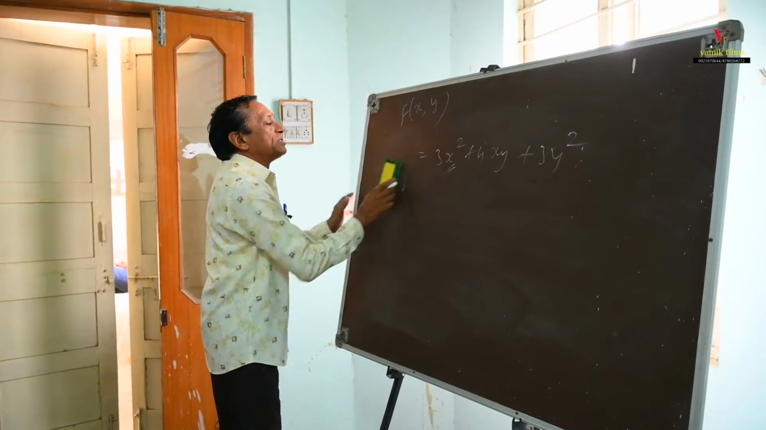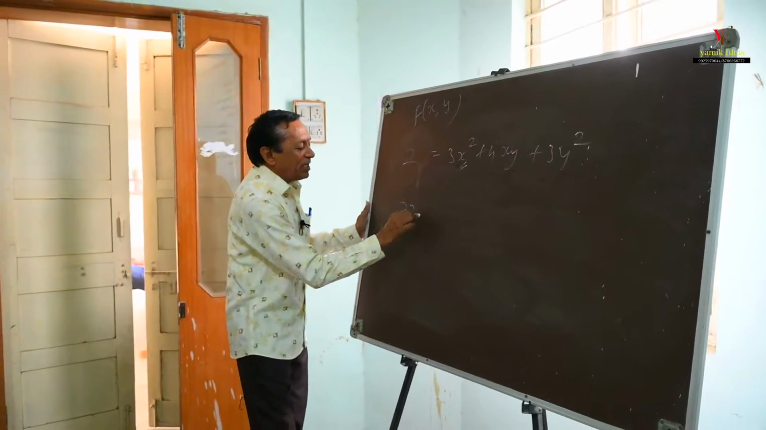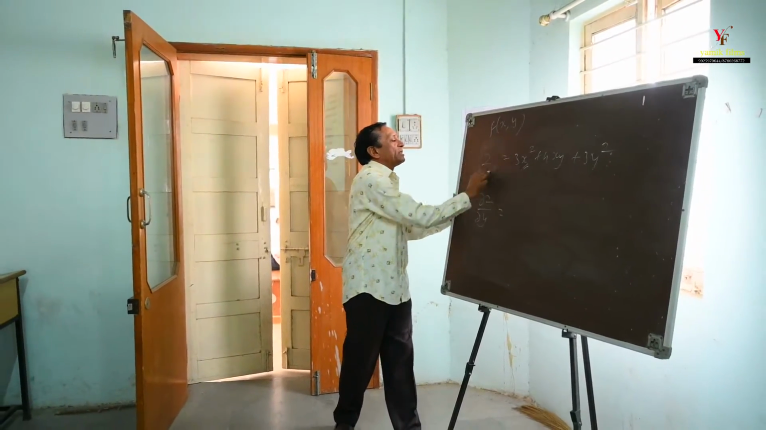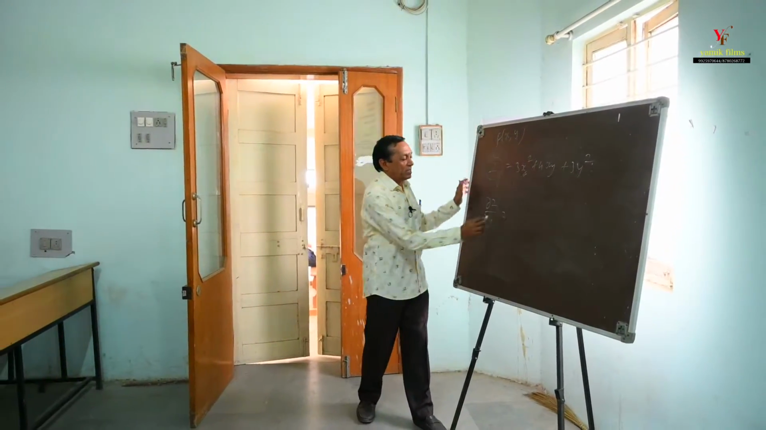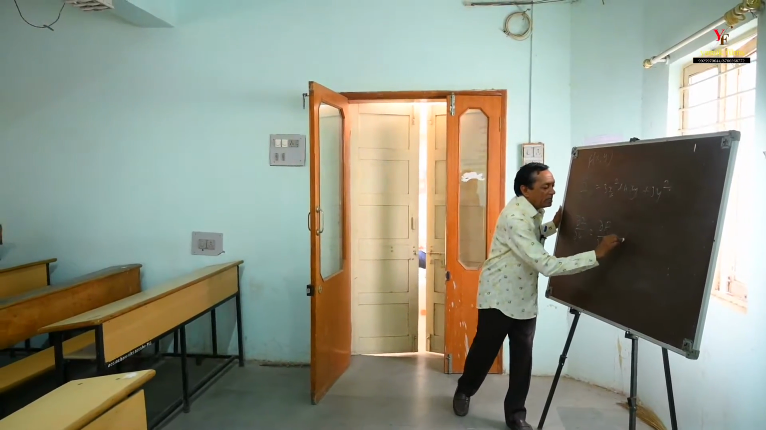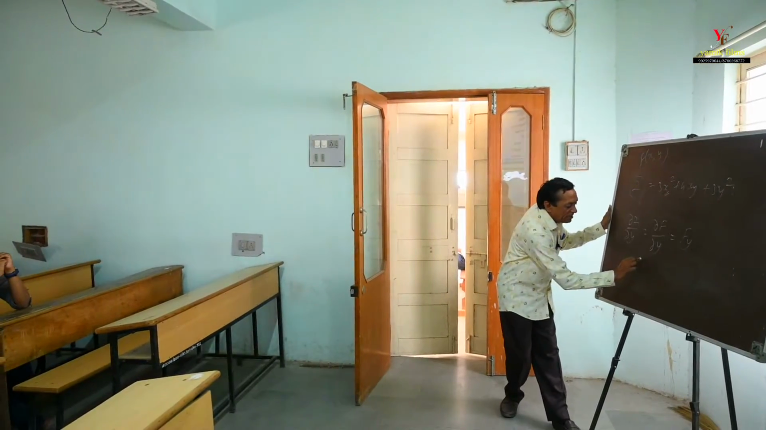Same, we find it with respect to y. Suppose this is z, then delta z by delta y. If we put z as the function f of x y, then delta f by delta y, or f y of x y. This is the first partial derivative.